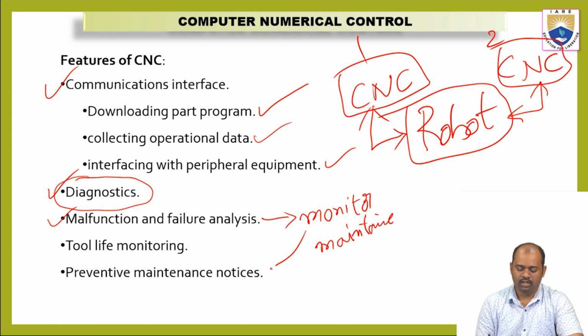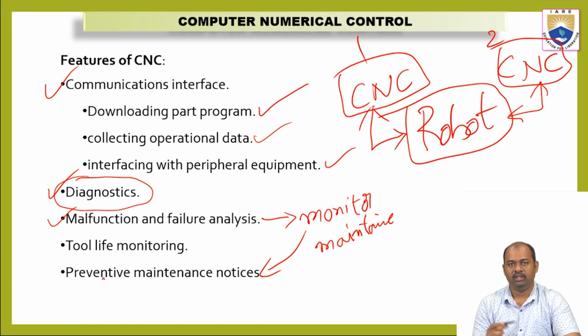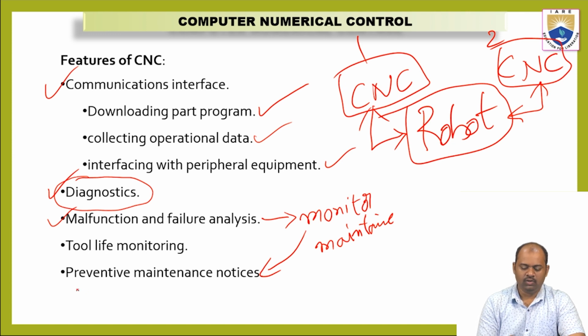They will continuously monitor the maintenance, and the CNC machine itself will tell you that maintenance is required for any particular part of the CNC system. So not only the diagnosis, not only the alert that your machine has failed, these CNC machines will tell you that maintenance should be done to the particular part of the CNC system.